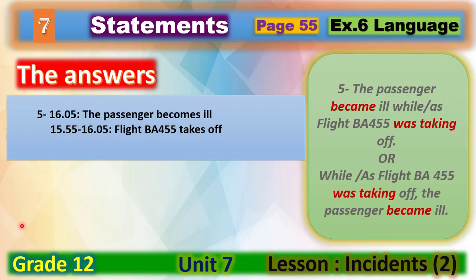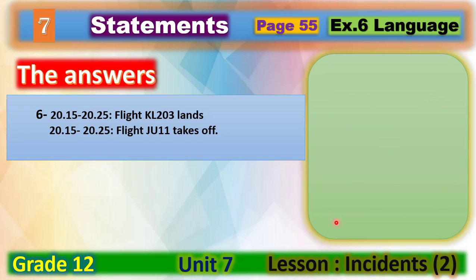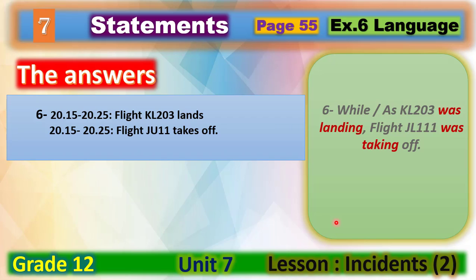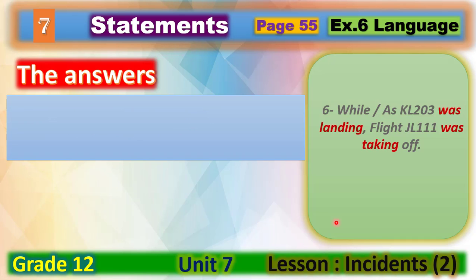Number 5. The passenger became ill while or as flight BA455 was taking off. Or we can use while or as at the beginning of the sentence: while or as flight BA455 was taking off, the passenger became ill. Next, while or as KL203 was landing, flight JL111 was taking off.